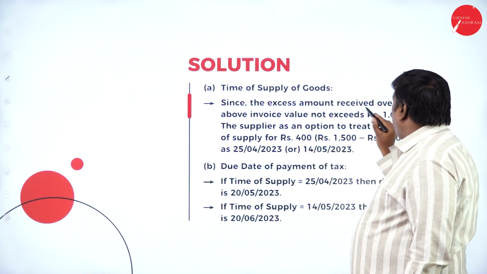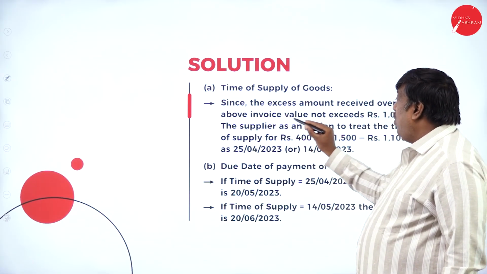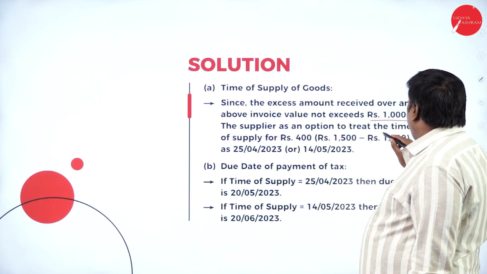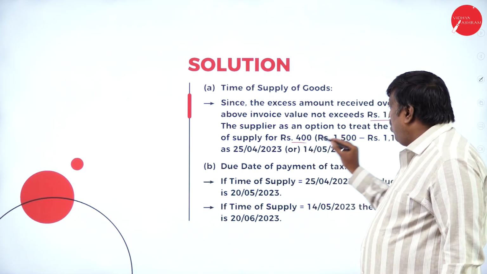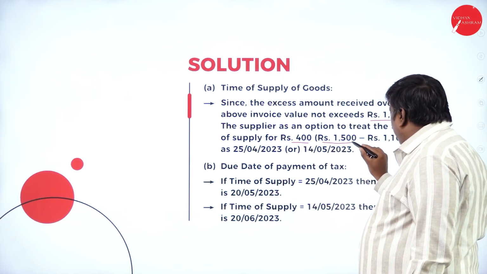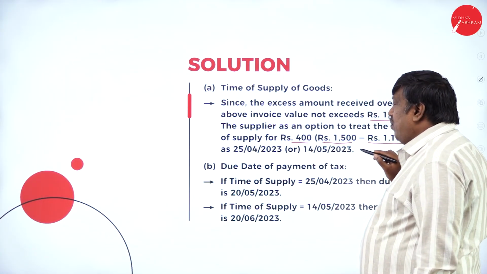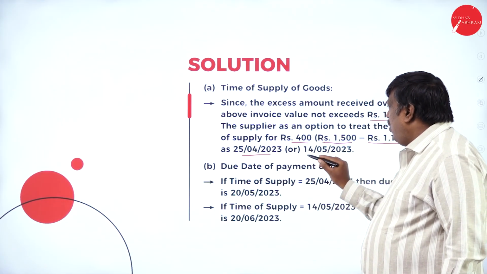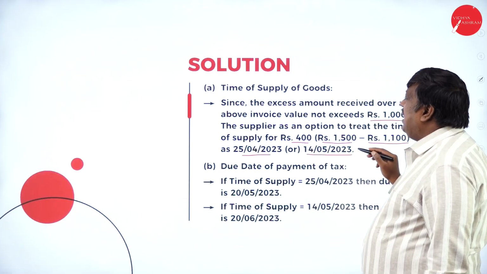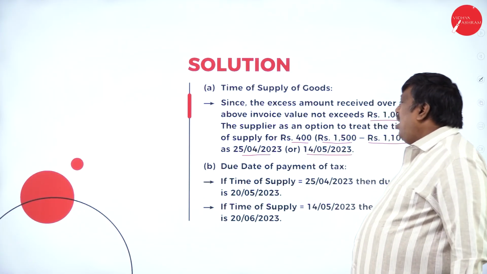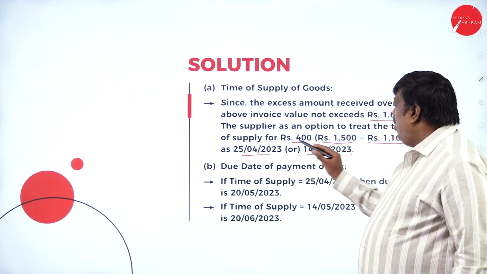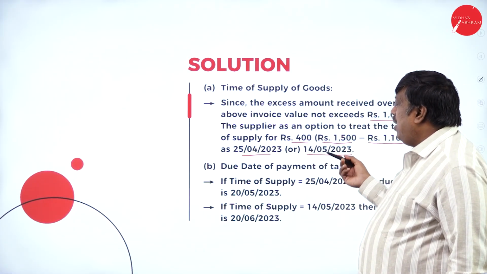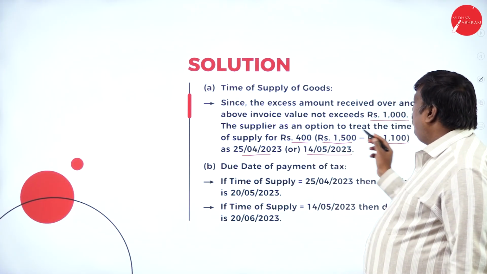Since the excess amount received over and above the invoice value does not exceed 1,000, the supplier has an option to treat the time of supply for rupees 400, that is rupees 1,500 minus rupees 1,100, as 25th April 2023 or 14th May 2023. So we have to consider either 25th April or 14th May for the amount received above 1,100, that is 400 rupees.